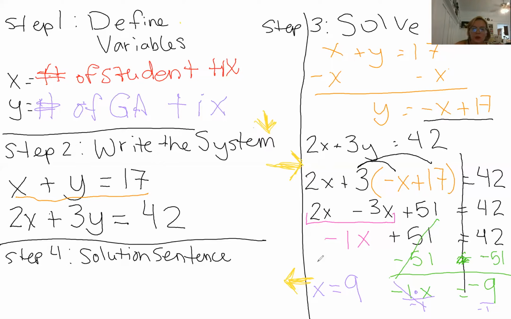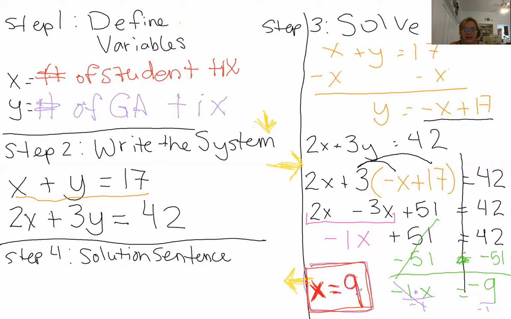Okay. We were able to figure out that x equals 9, which means the number of student tickets that you were able to sell is equal to 9. Let's make this red so it matches the colors we used in the beginning. So x equals 9.